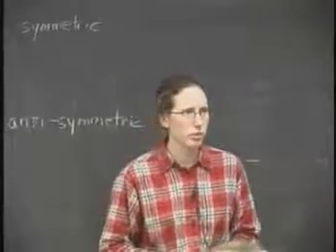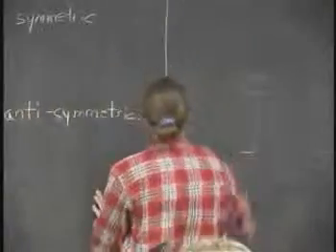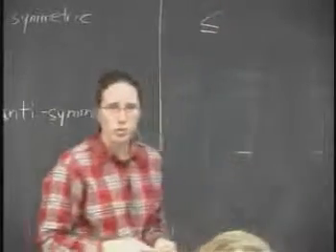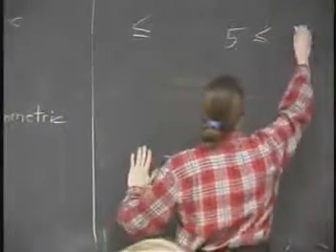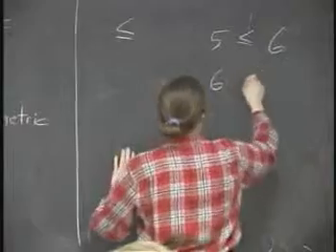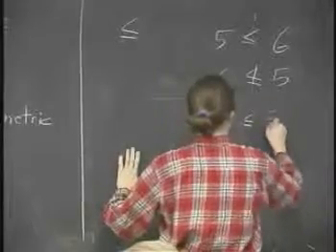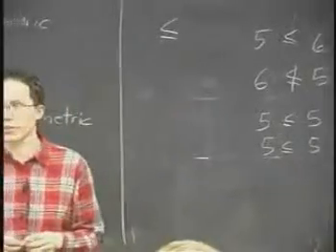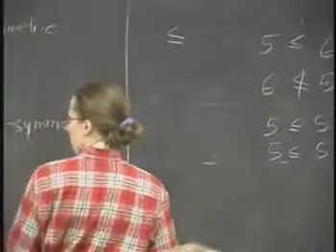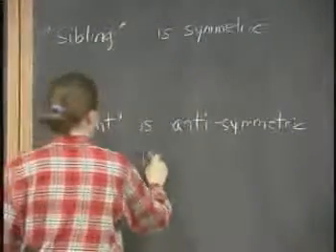Less than or equal to, well, that's hard to say. Less than or equal to is neither one because, well, 5 is strictly less than 6 and 6 is not less than 5, but 5 is less than or equal to 5 and 5 is less than or equal to 5. So it's neither symmetric nor antisymmetric. Well, maybe it is antisymmetric. I said when A is not equal to B. Yeah, so less than or equal to is antisymmetric.